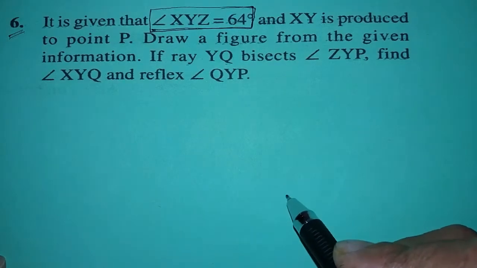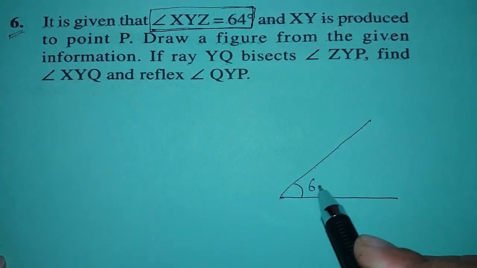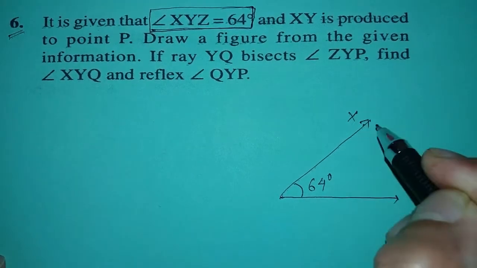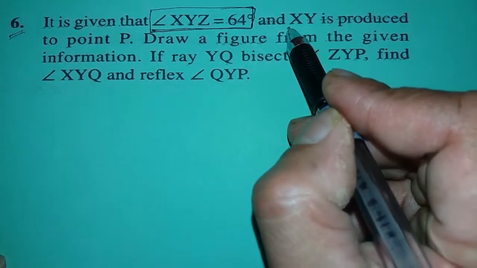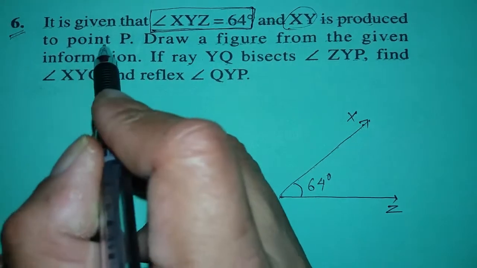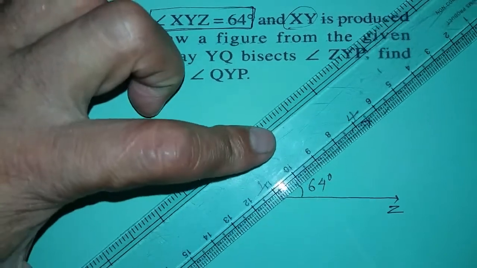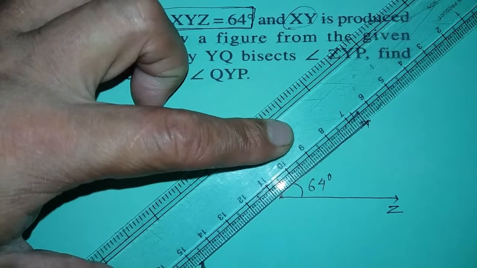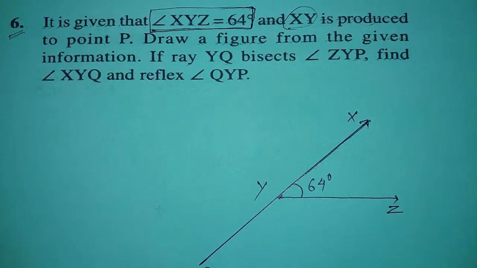Let's suppose that this is 64 degree. This is X, Y, Z, and XY is produced to point P. Produce means extending. So we're going to extend this line. So we are extending this XY to P here.